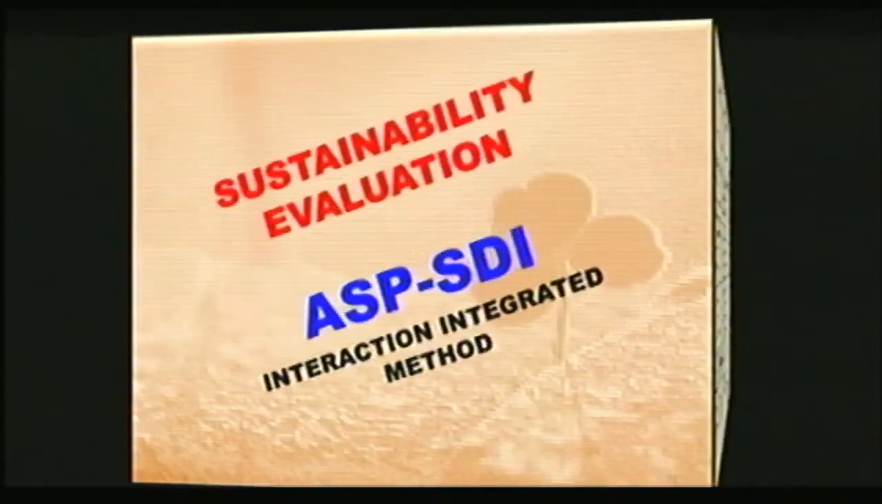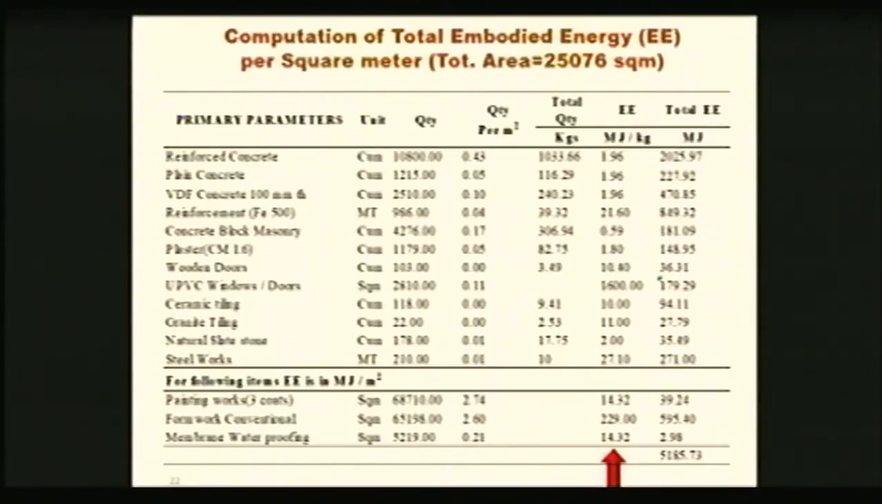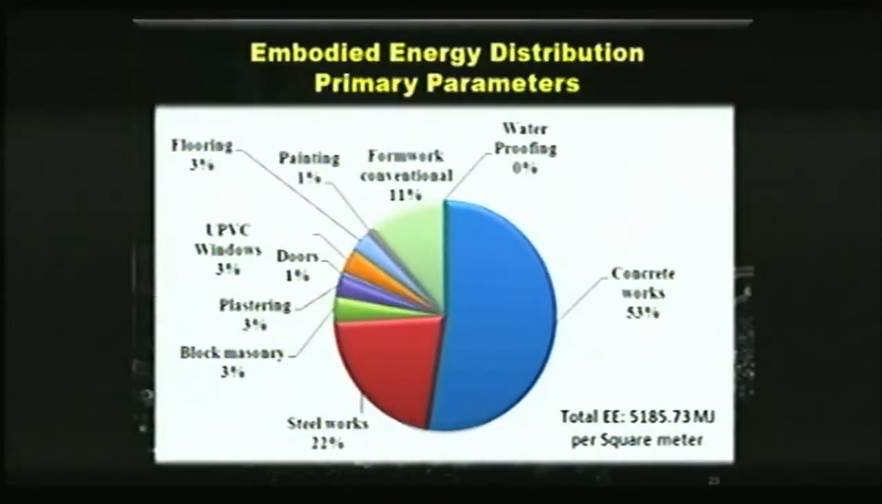The entire real-time data, the bill of quantities, can be split in this manner, and for each, we can calculate the total embodied energy, for example, in the last column. For this particular building, we can identify about 5,185 megajoules per square meter, and this is the type of graph we can plot. Please note that concrete, steel and formwork play an absolutely important role.